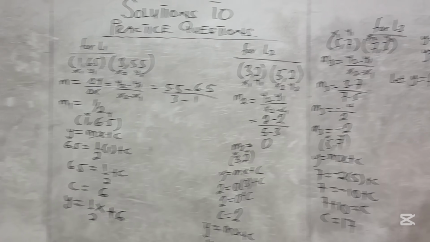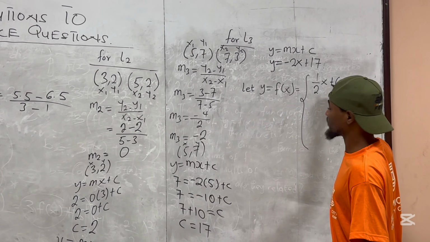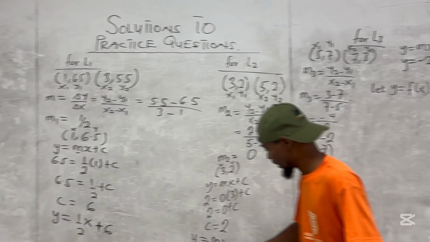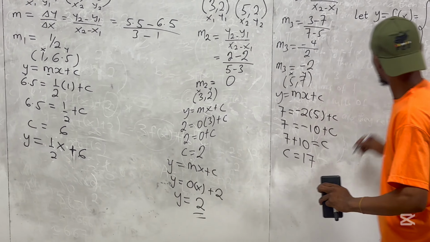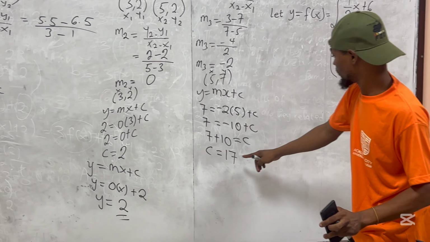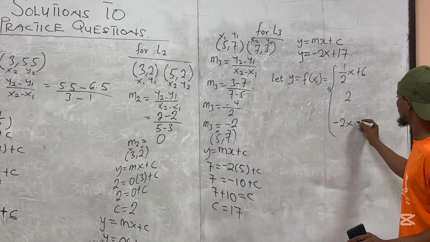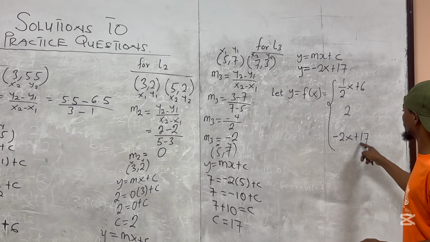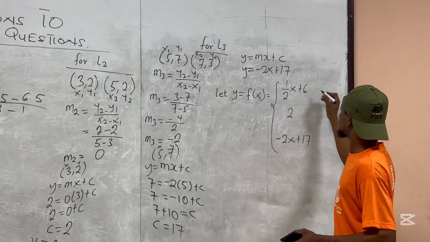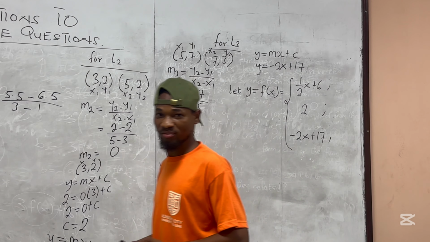I'll write it this way. So I have 1 over 2x plus 6. This is the first one, and this is my second one, in order this way. So I have 2. Then the third one, this is my third one: negative 2x plus 7, plus 17. So here we have conditions.